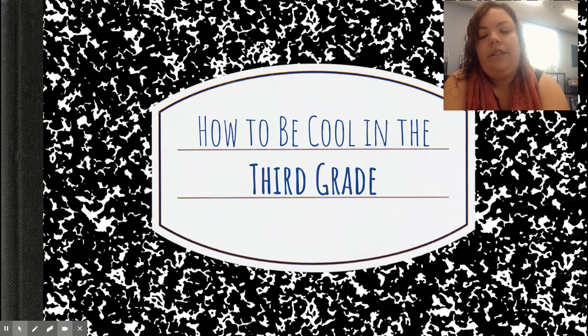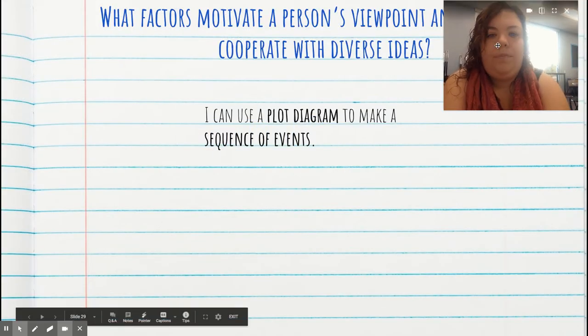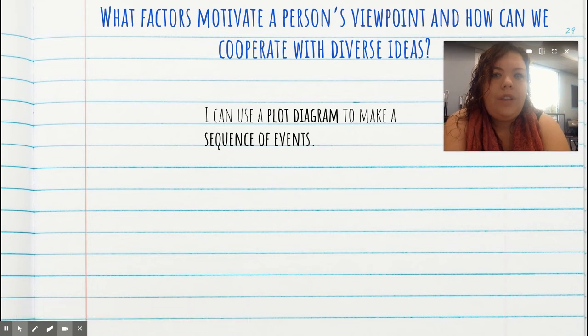So today, we are going to talk about how we can use a plot diagram to make a sequence of events in a story or in our lives. Today, we're going to focus more on making a plot diagram and sequence of events of our life. If you don't know what a plot diagram or sequence of events is, not to worry. We're about to go over it.